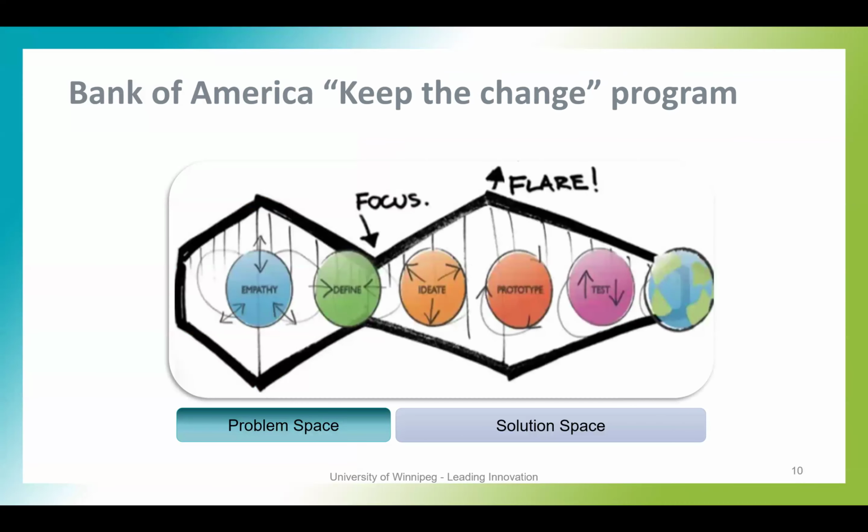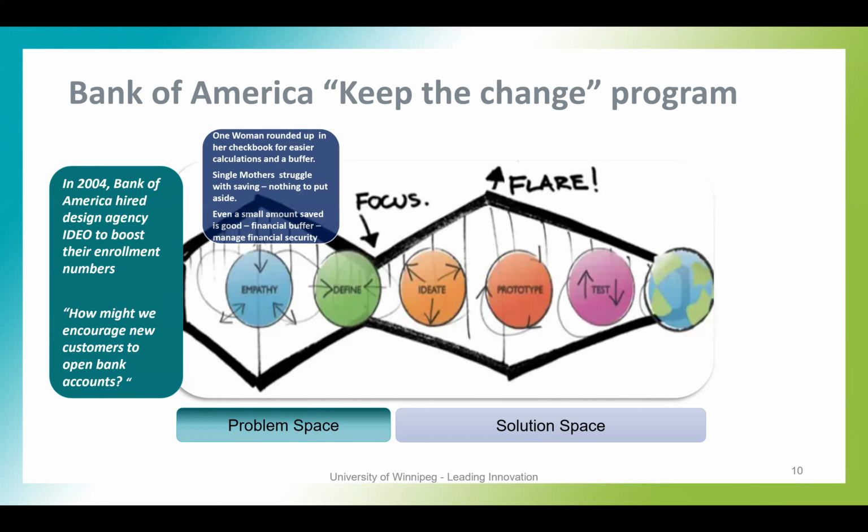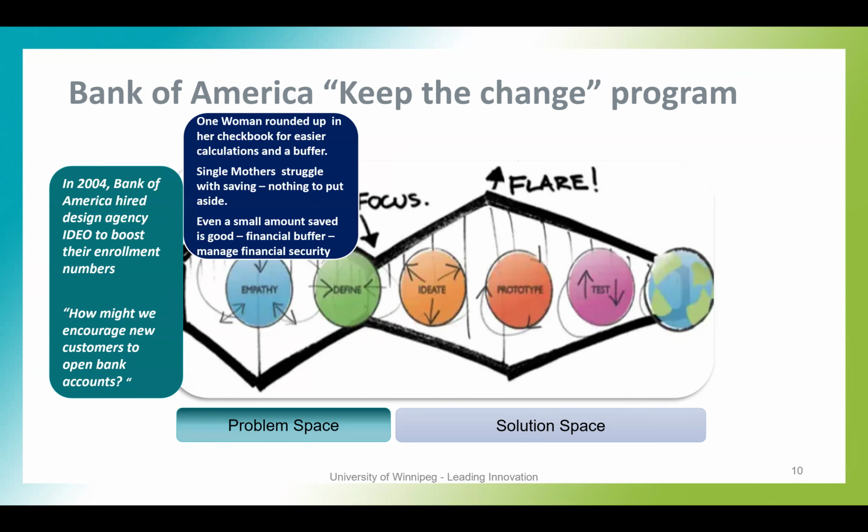So here's one of the most famous, if not the most famous, successful design thinking projects: the Bank of America Keep the Change program. In 2004, Bank of America hired IDEO to boost their enrollment numbers. They asked the question, how might we encourage new customers to open bank accounts? So IDEO and them got together and talked to a bunch of customers. They found that one woman rounded up in her checkbook for easier calculations and a buffer.